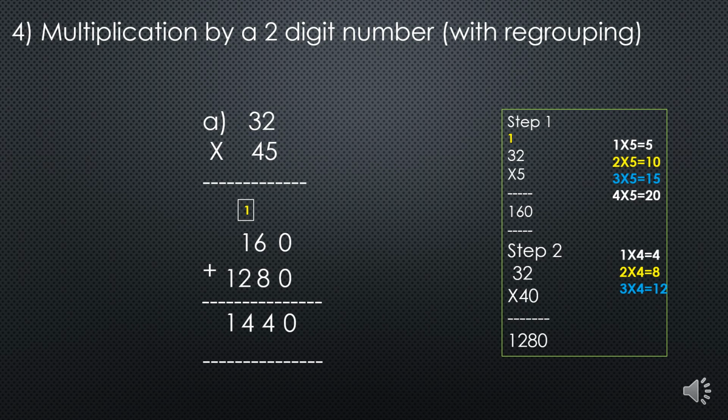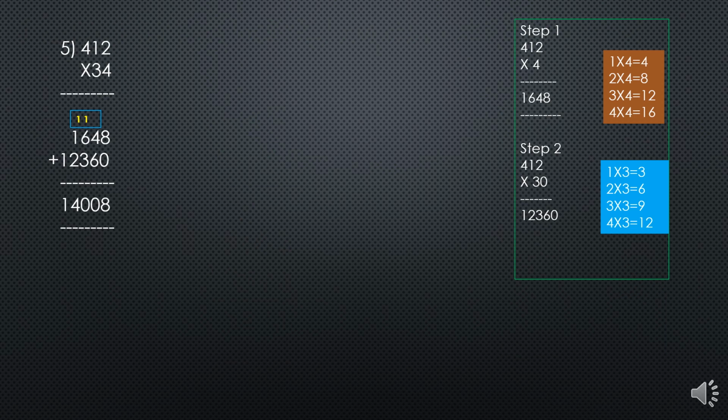So what is the product we are getting when we multiply 32 by 45? We will get 1440. All of you understood? Okay children, next we are multiplying a 3-digit number by a 2-digit number. The question given is 412 into 34.